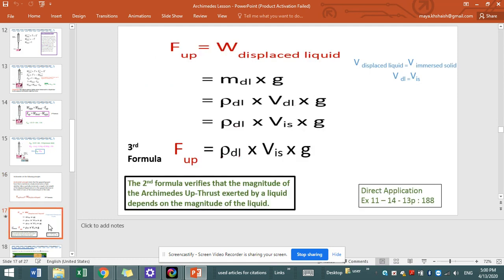Now, in order to derive the third formula, we have that F upward equals the weight of the displaced liquid. And the weight of the displaced liquid is equal to its mass times the gravity. And the mass is equal to the density times volume. According to the formula that we discussed in section 2, it is equal to the density of the liquid times the volume of the displaced liquid times G.